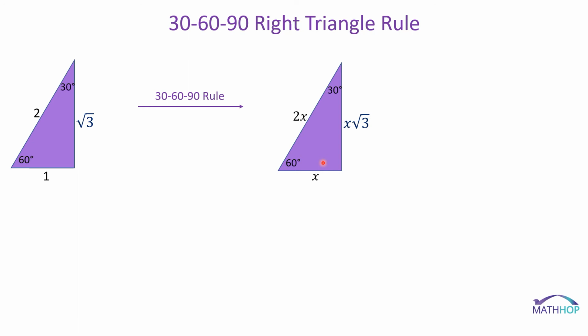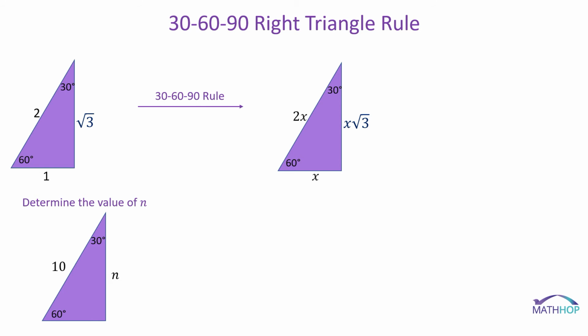You will have across from 30 will be x. Across from 90 will be twice as much as x. And across from 60 will be x times the square root of 3. So what will these problems look like? Very similar to what we just saw. They'll say determine the value of n. They'll give you maybe the base, maybe they'll give you the height, maybe they'll give you the hypotenuse. So you have to look at what you have and look at what it represents in our rule.